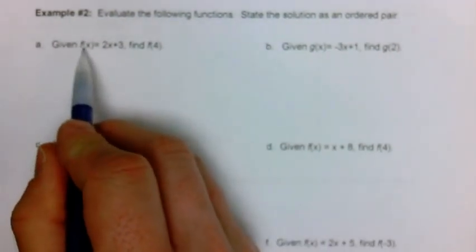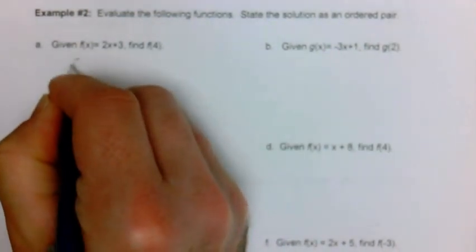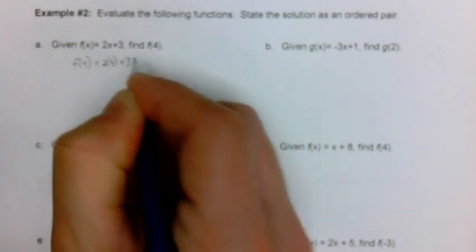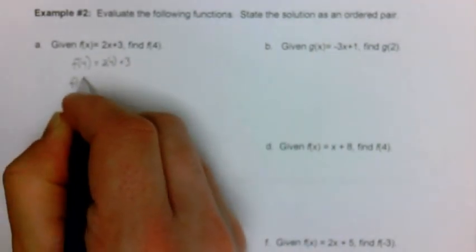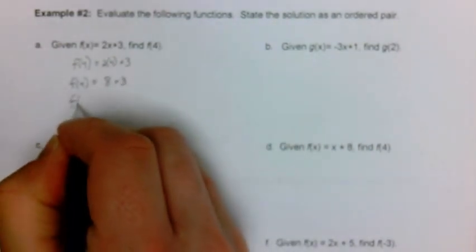So again, the rule says f of x equals 2x plus 3. They want us to find f of 4. So f of 4 becomes 2 times 4 plus 3. And so now I'm going to multiply first. 2 times 4 is 8. And then when I add 3, this means that f of 4 is equal to 11.